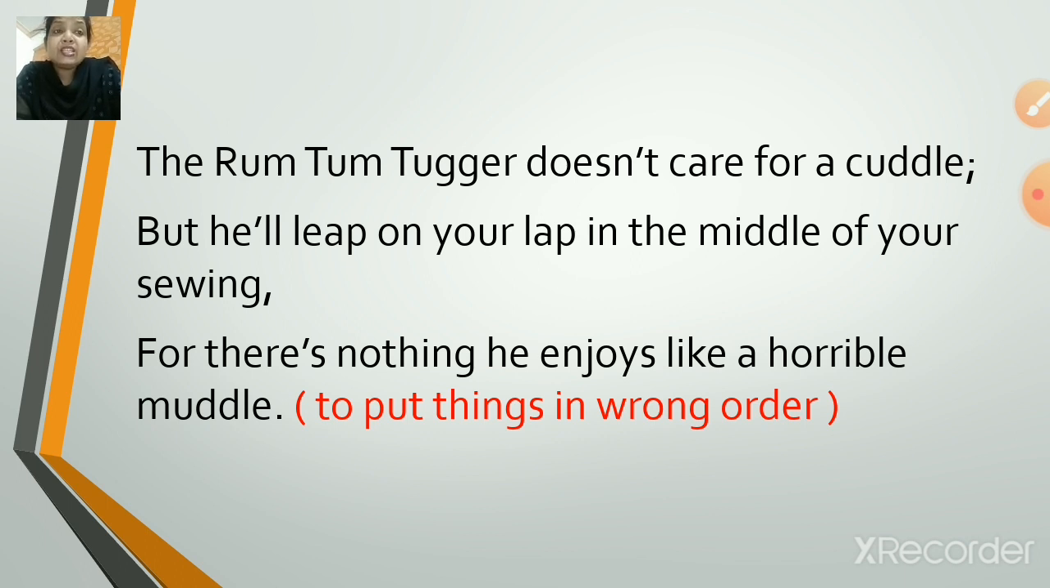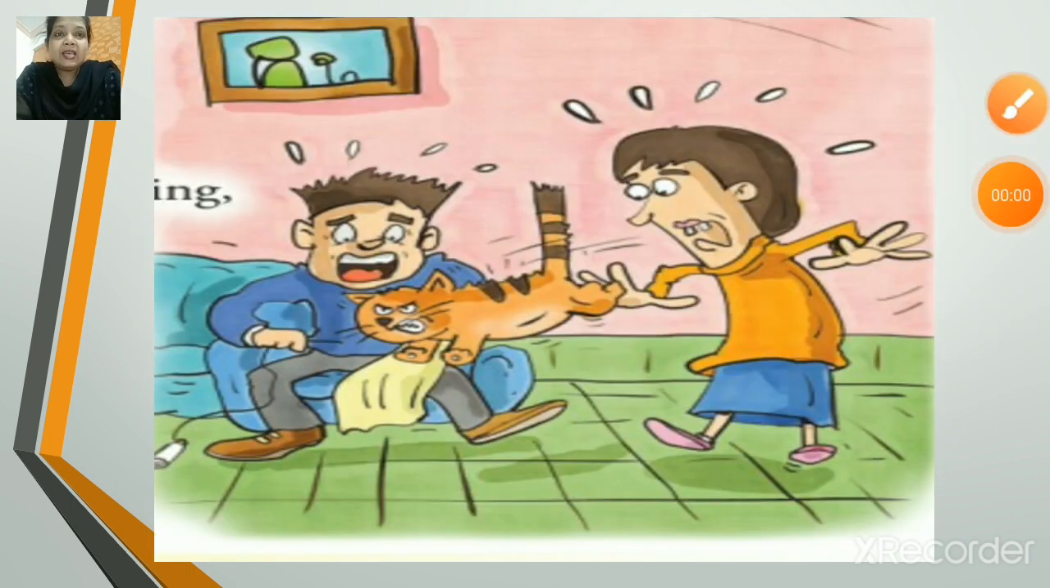For there's nothing he enjoys like a horrible muddle. That means the poet says the reason is, there's nothing he enjoys like a horrible muddle. Now, muddle over here means a confusing state. That means to put things in the wrong order. The reason is he enjoys doing all this naughtiness. Children, you can look at this picture, how this curious cat is jumping on the lap while the poet is doing the activity of sewing. So this is how the picture gives us a clear idea.